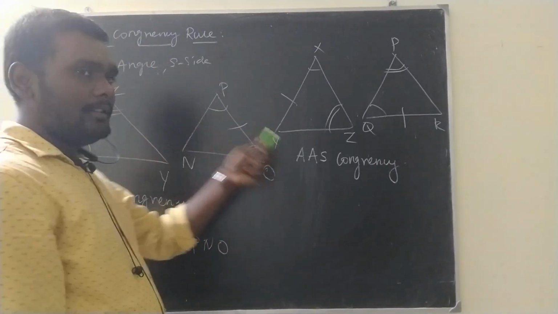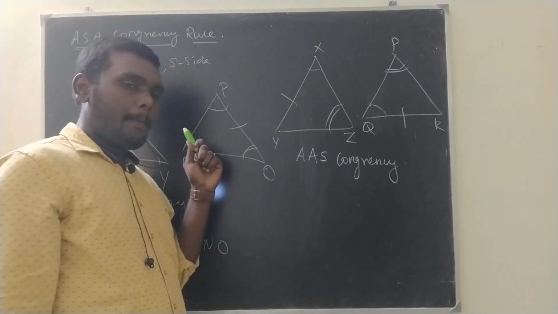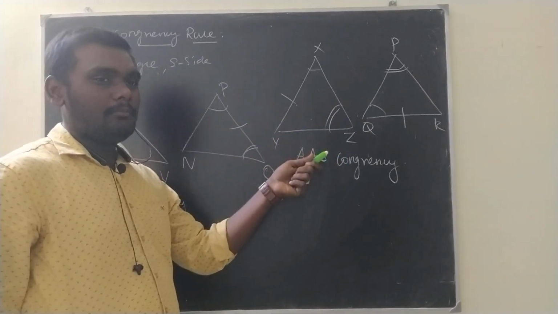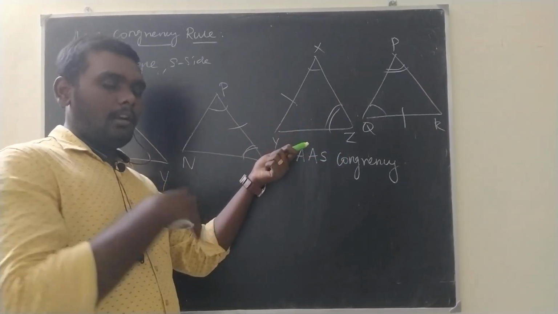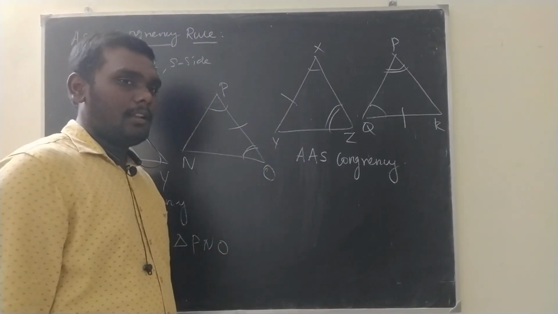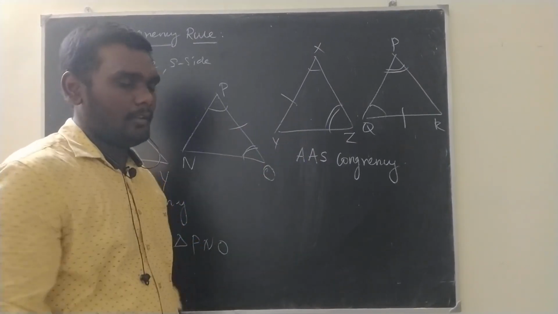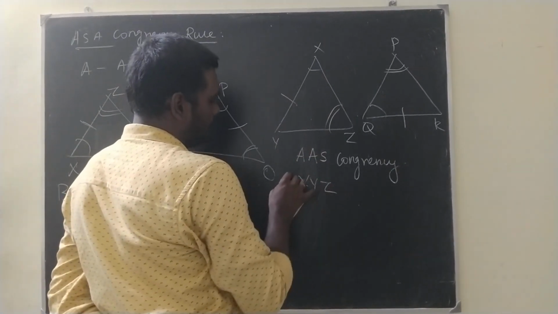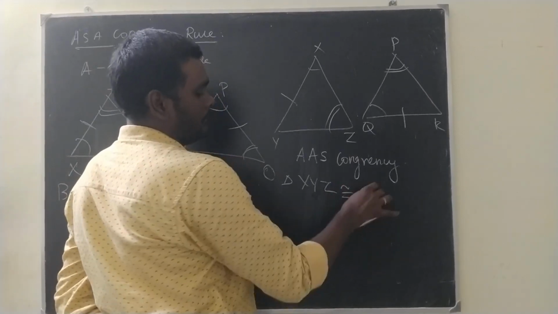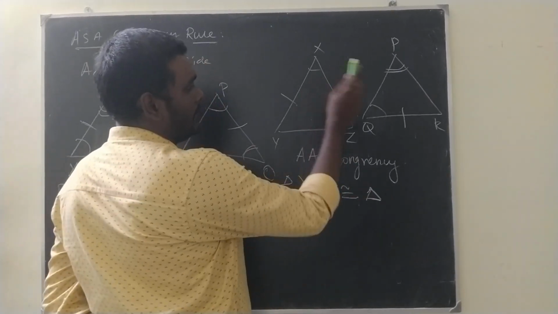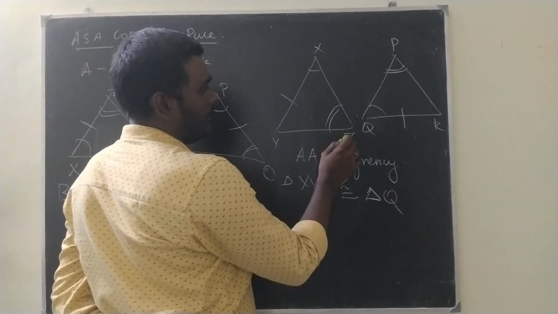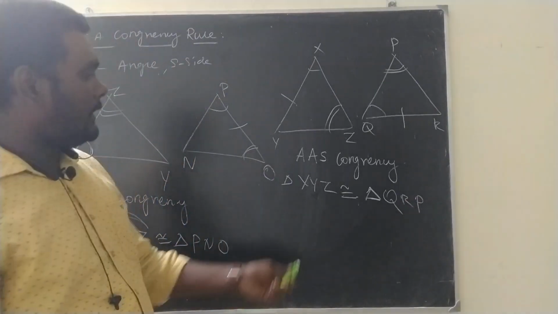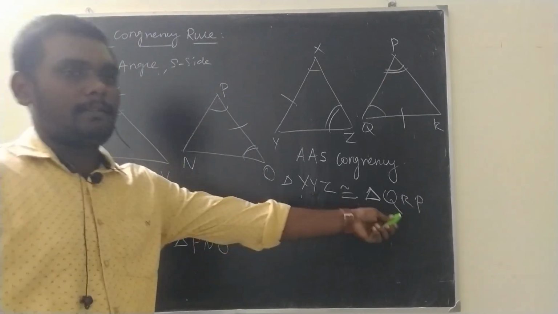What is the difference between that and this? In ASA, the common arm will be equal. In this one, it is not the common arm, but the other side which is not a common arm that is equal. Okay. So here, how will you say it? The triangle XYZ is congruent to triangle QRP, with X equal to Q and Z equal to P, and shall we say XY is equal to QR? Yes.